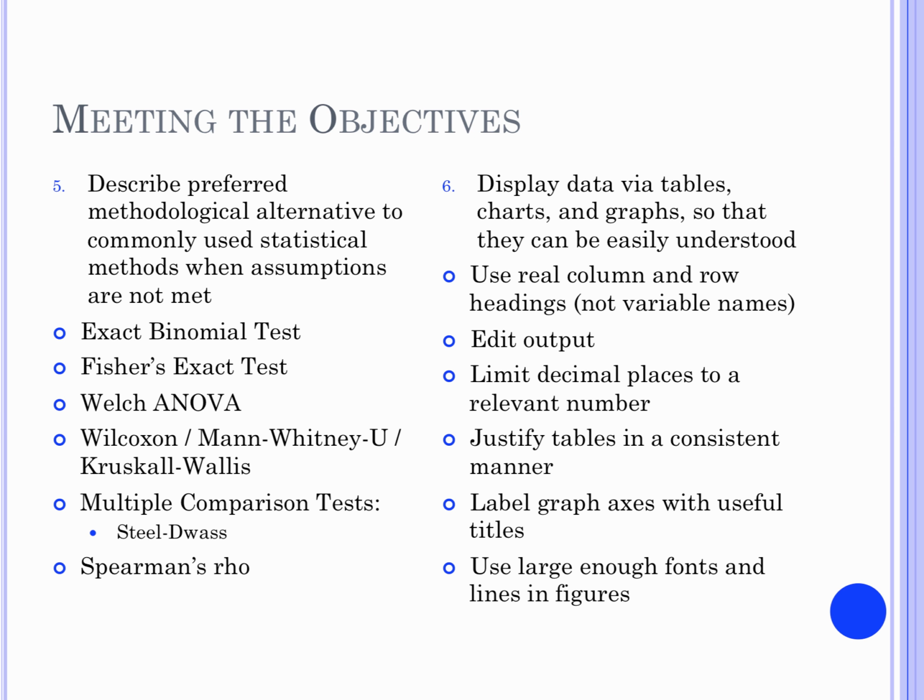For all of those methodologies, in objectives 1 through 5, we talked about how to display the data via tables, charts, and graphs to convey easily understandable results. Always use real column and row headings and real axis labels, not your variable names from your software. Always edit your output to use useful percentages or limit decimal places to be consistent. Justify your tables in a consistent manner and stick with a useful and large enough font, lines, and figures to be read by your reader.